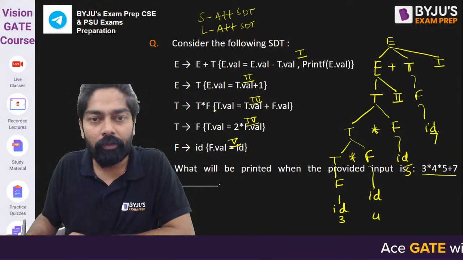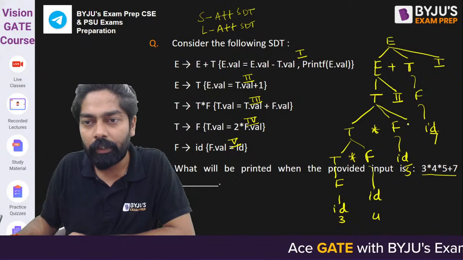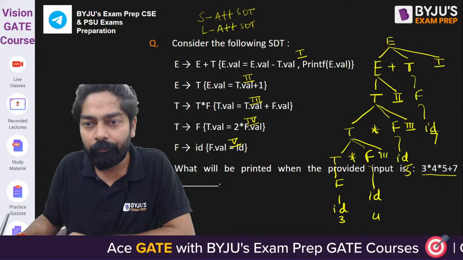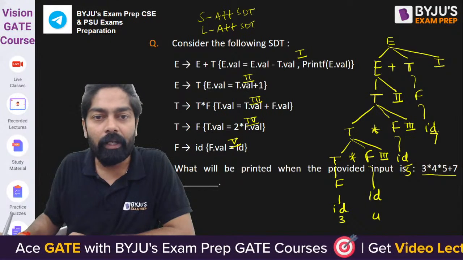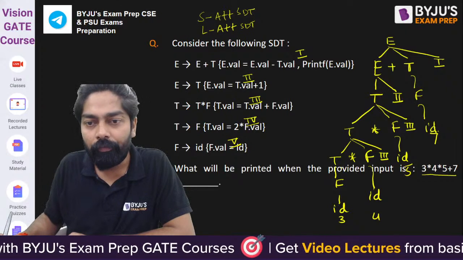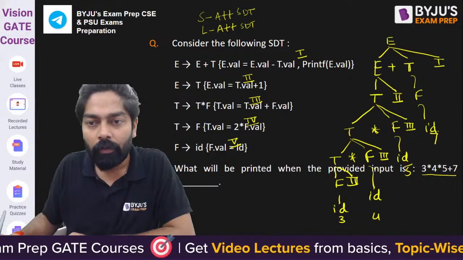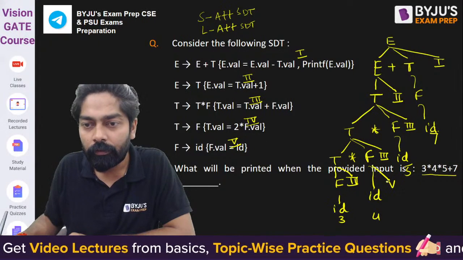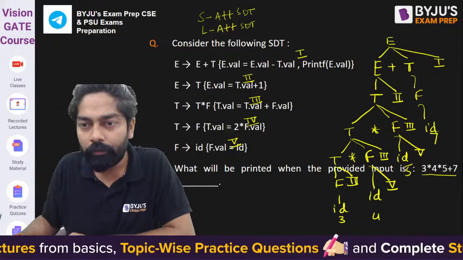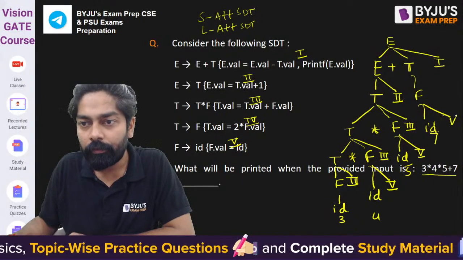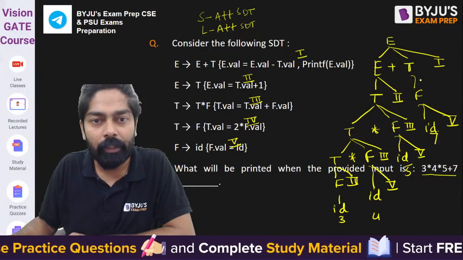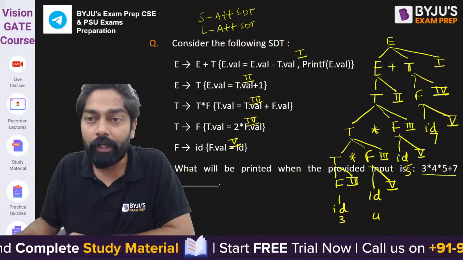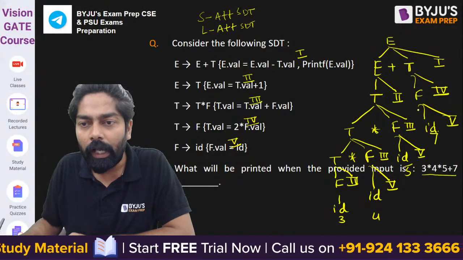Now T goes to T star F. It is the third one. Again T goes to T star F, the third one. Now my dear friend, what do we have? T goes to F, the fourth one. F goes to ID, it is the fifth one, for each of the three IDs. And T goes to F, it is the fourth one. I have written all. Is that clear?